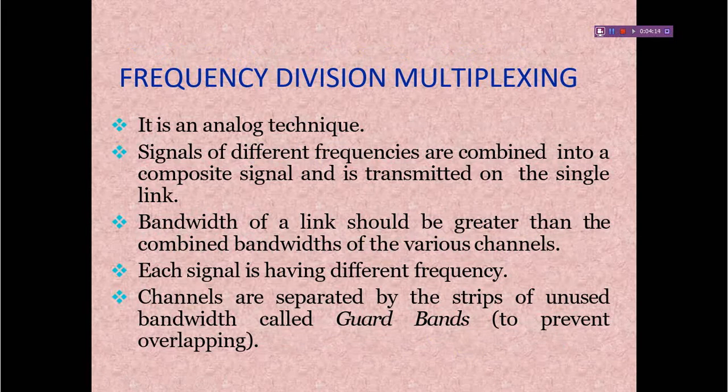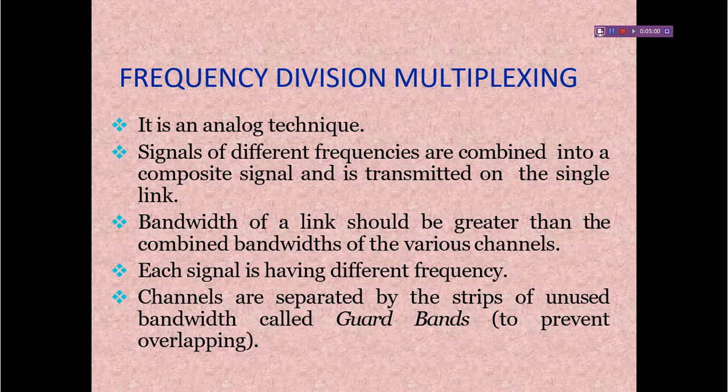First is frequency division multiplexing. Frequency division multiplexing is an analog technique. In frequency division multiplexing or FDM, signals of different frequencies are combined into a composite signal and transmitted on the single link. Means different frequencies are combined to form a composite signal, and that composite signal is transmitted on the single link. Bandwidth of the link should be greater than the combined bandwidth of the various channels. Means bandwidth of that link must be greater than the combined bandwidth of the various channels.